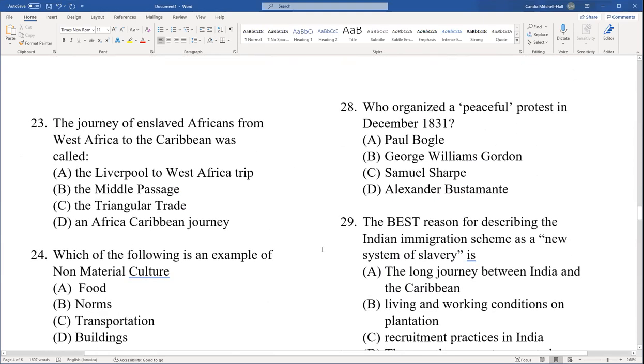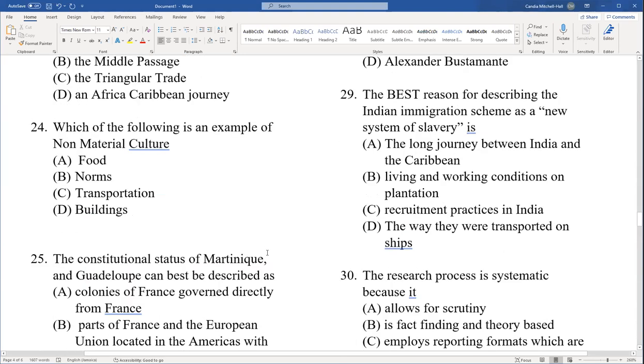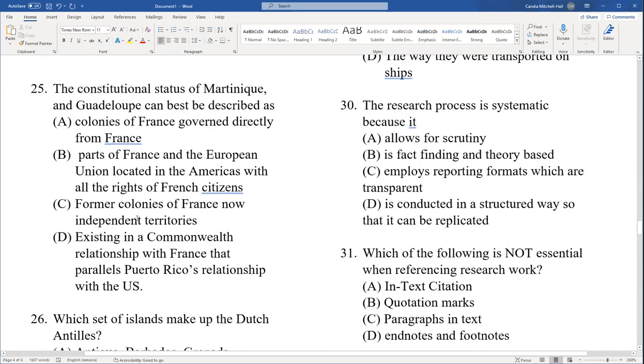I agree with you. 23, Palmer? Yes, sir, I'm here. The journey of enslaved Africans from West Africa to the Caribbean was called? The Middle Passage. Middle Passage, all right. And the Middle Passage is part of the Triangular Trade. All right, ladies, 24. Which of the following is an example of non-material culture? Norms, B. Good, good. 25. The constitutional status of Martinique and Guadeloupe can best be described as? Which one is the answer?